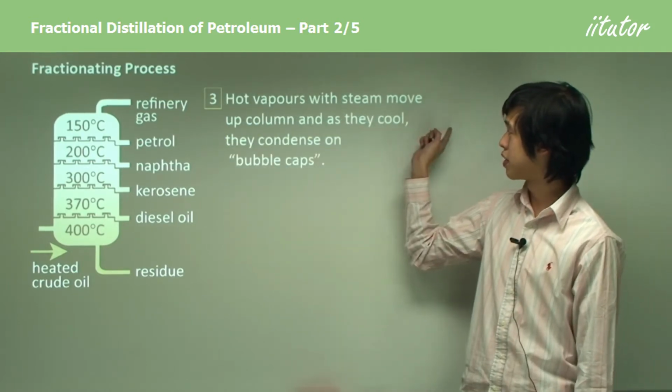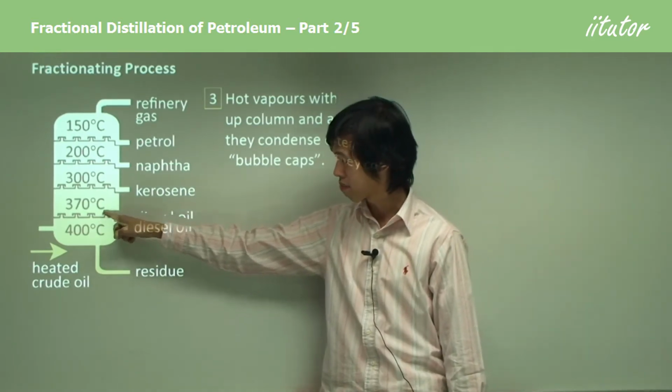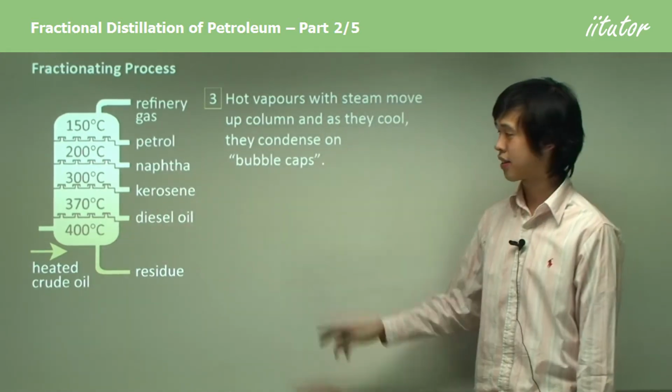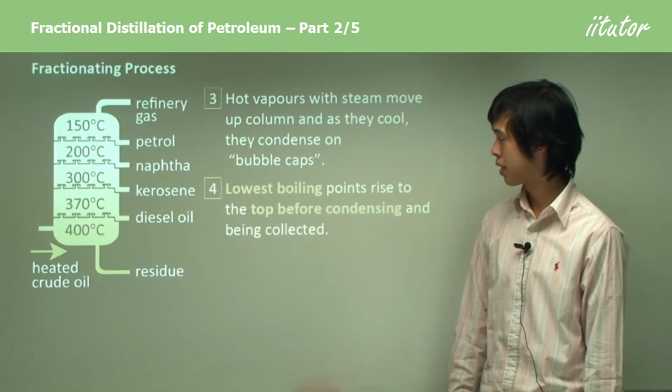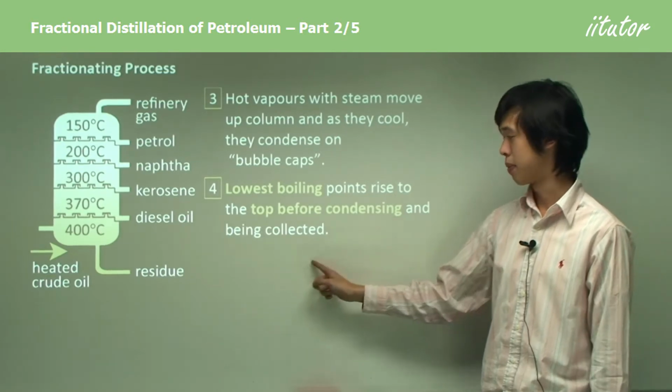So the hot vapors with steam move up the column, and as they cool, they condense on these bubble caps. So these little top bits on the top of the vents are what we call the bubble caps, remember? And so the lowest boiling points rise to the top before condensing and being collected.